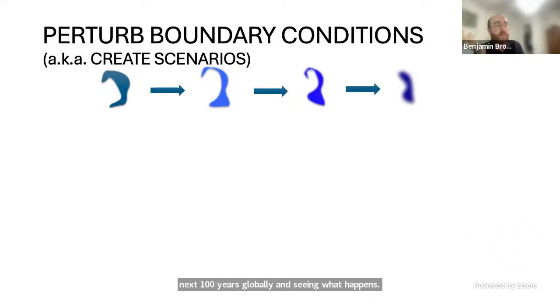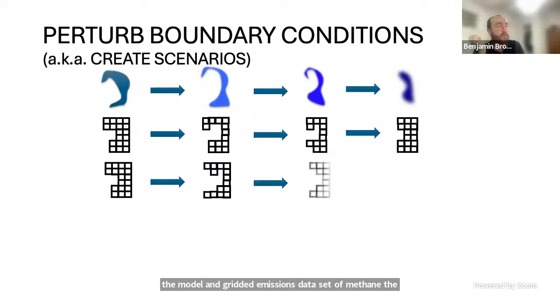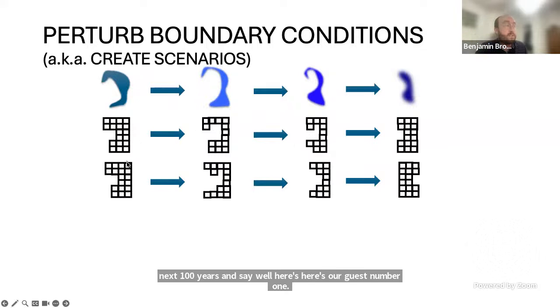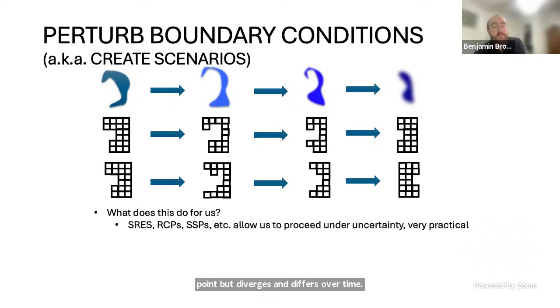Essentially, if we have an idea of what we think is going to happen, we can build a scenario in the model and a gridded emissions data set of methane for the next 100 years and say, well, here's our guess number one. There's also guess number two that starts from the same point, but diverges and differs over time. This does a lot for us and is kind of a bread and butter of a lot of the climate scenario projections, because these acronyms here are different sets of scenarios that have been developed for the last 20, 30 years. What they do is they allow us to proceed under uncertainty, looking at the different possible paths and trying to decide which one we prefer.